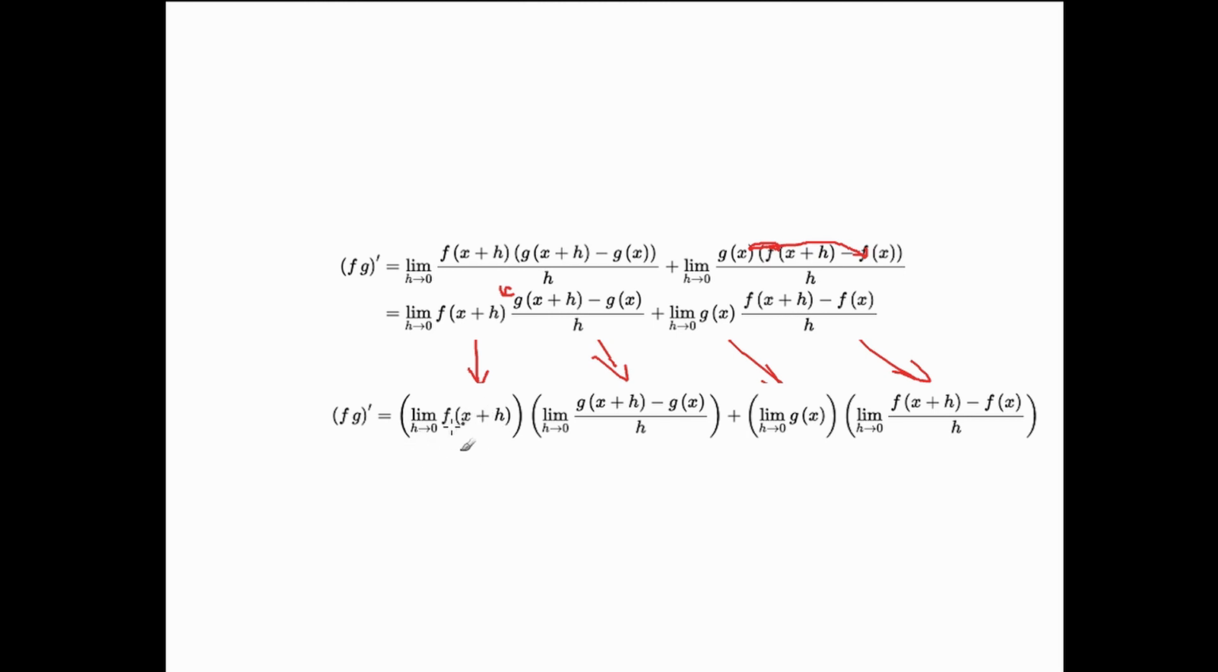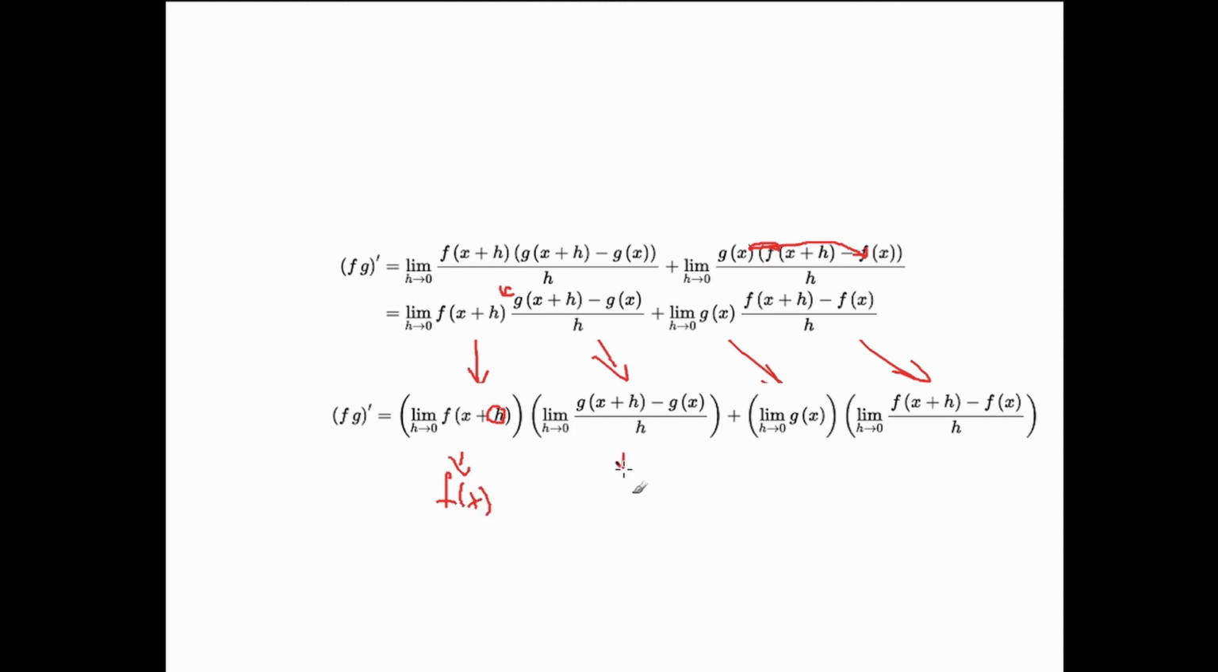Well, right here, we can just substitute in h for 0, right? We can just make it equal to 0, because we're not dividing by 0, right? So we can just substitute it in, and it won't make any difference. So that limit would just equal f of x.